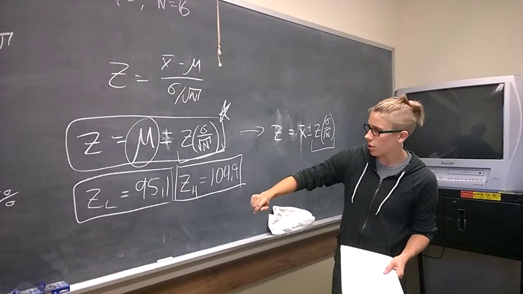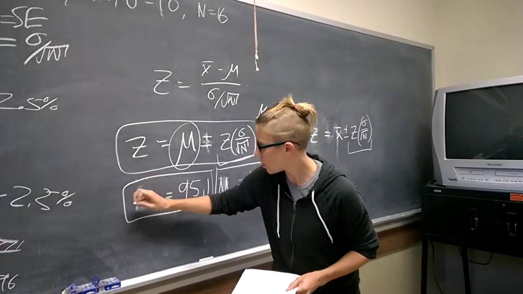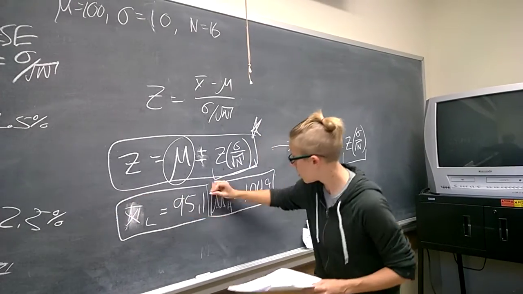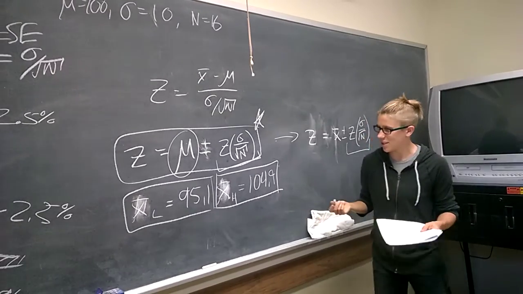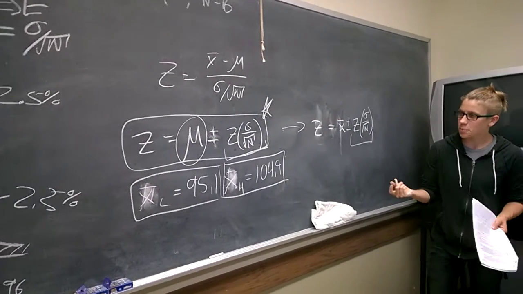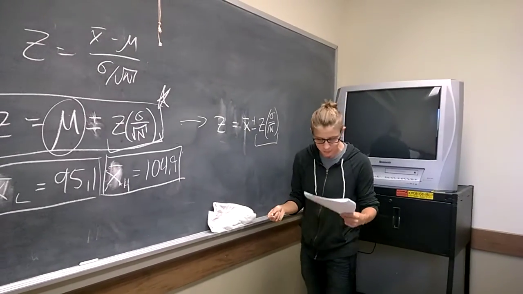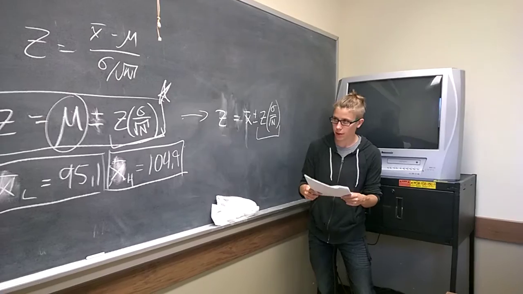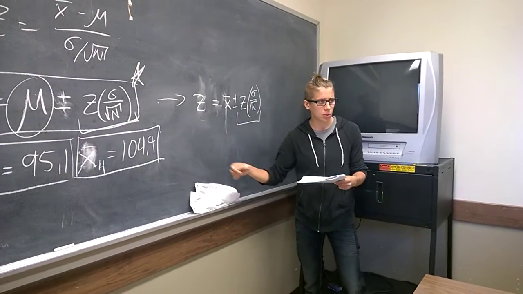Oh, I wrote Z here. These are mu's. I hope that wasn't confusing people. No, these are X bars. But yeah, so this is the lower sample mean, this is the higher sample mean. All right, good? That wasn't confusing people, was it? I hope not. Okay.